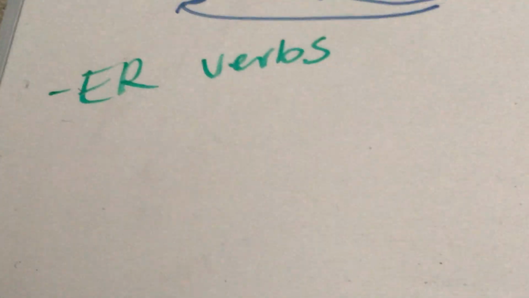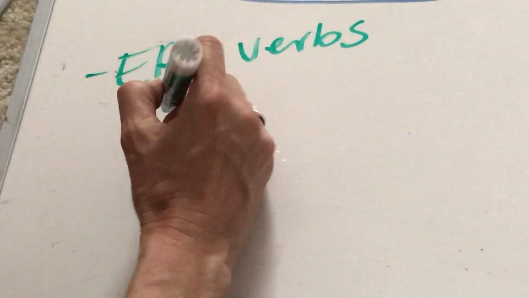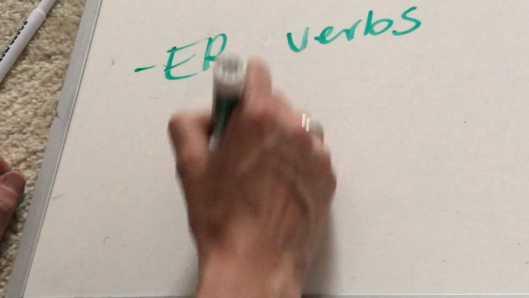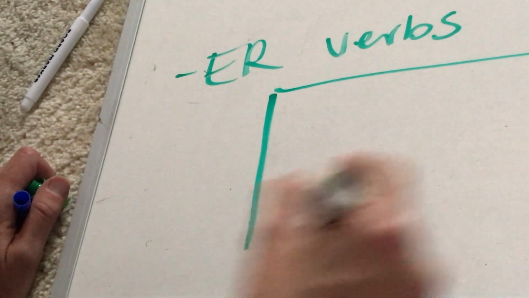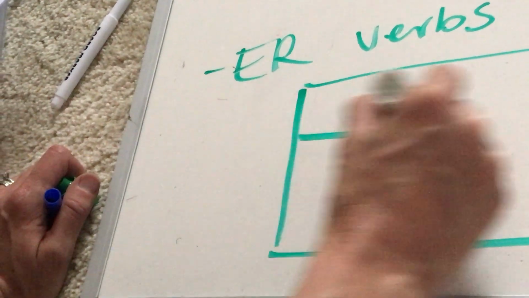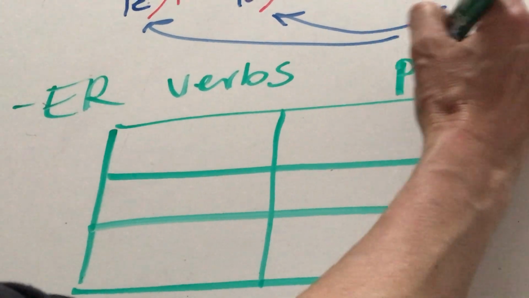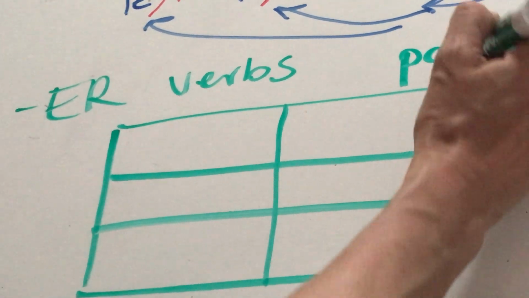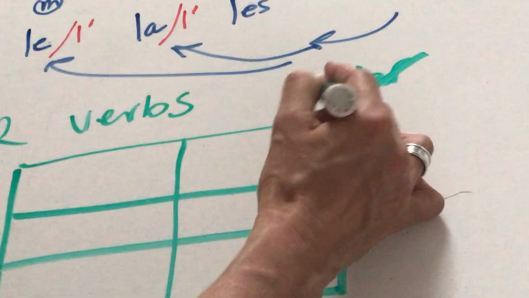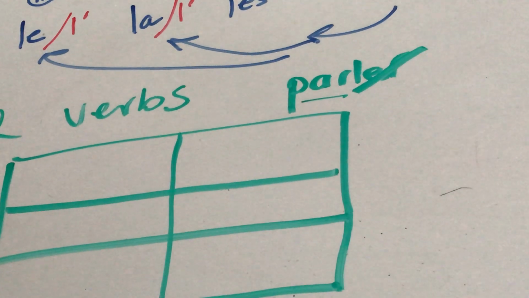This is our first regular verb family. We're going back to that verb house that we know and love. I love it. I know you love it deep down. The first step of an ER verb, if we think of maybe the verb parler, is just to slash off our ER and we end up with a stem or a base or a root.